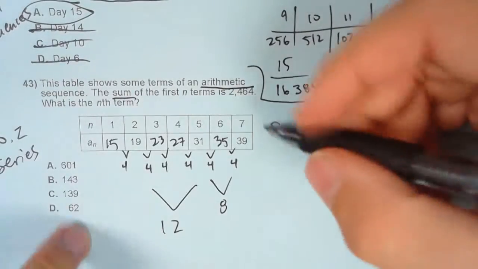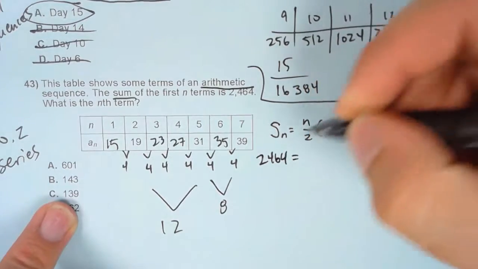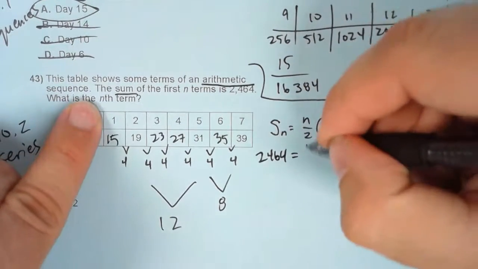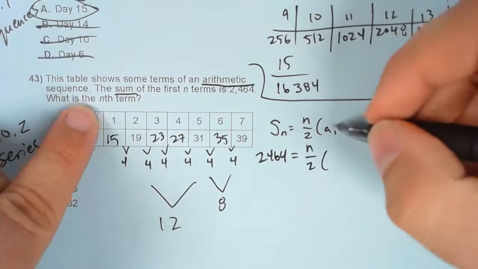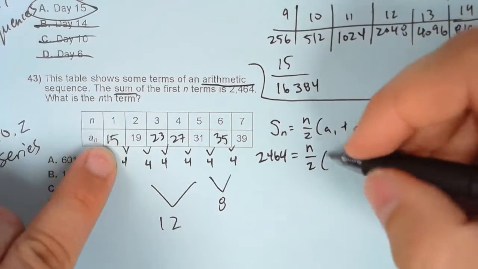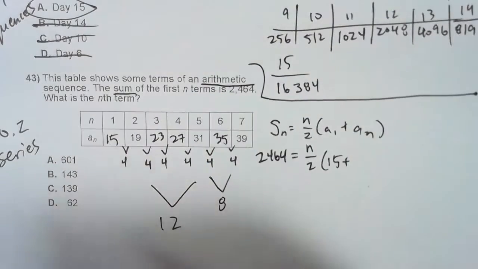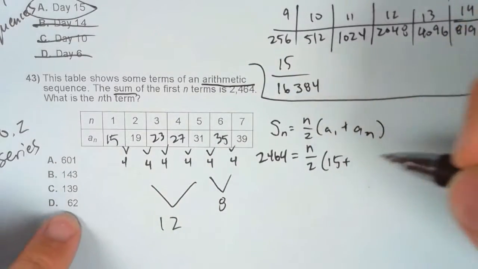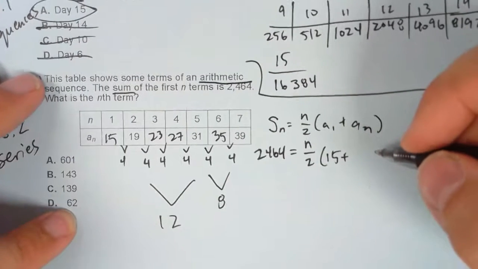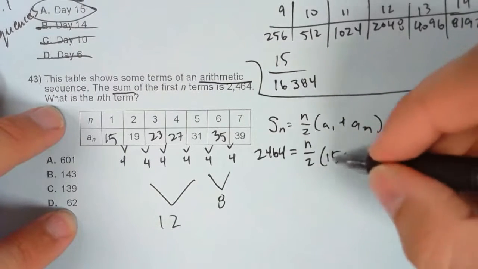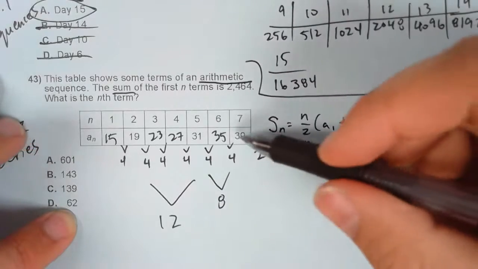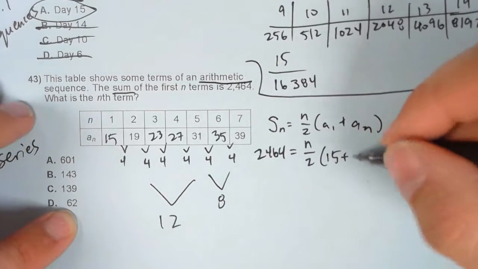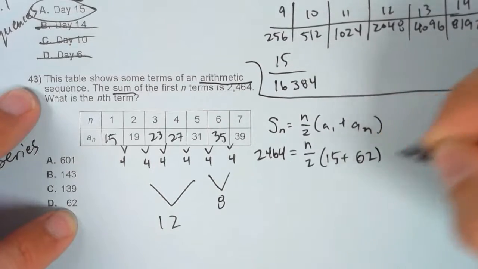So when we go back and look at this one, we're told the sum of the terms is 2,464 equals, we don't know the n number of terms, so let's leave that as n over 2. We do know the first term, a sub 1, is 15, and let's try to figure out what would happen if we just use this formula to figure out the n if 62 was that last term. If 62 was the one that, when we added all of them up, we got 2,464. So we're going to put in 62 right there.